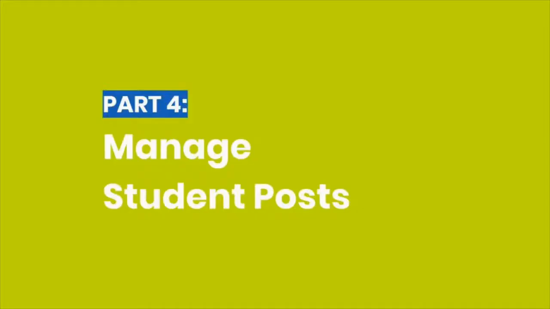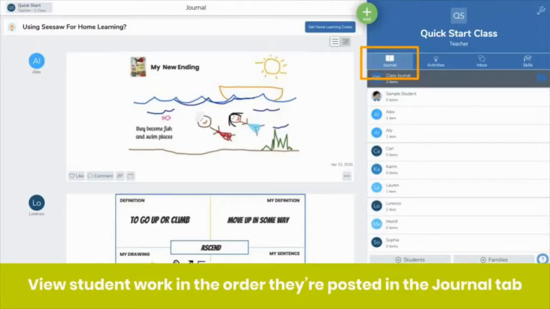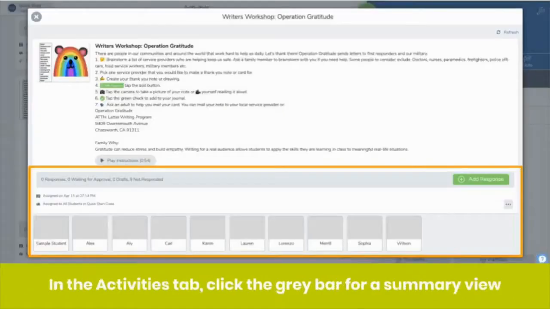When students respond to activities, there are a few ways to manage their posts. You can always view posts in the journal feed. Remember, the journal feed shows all students' posts in the order they're posted. You can also view posts by the Activity Summary view. Click on the gray bar on an activity to access the summary view.